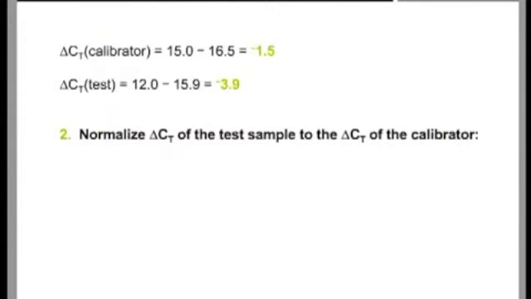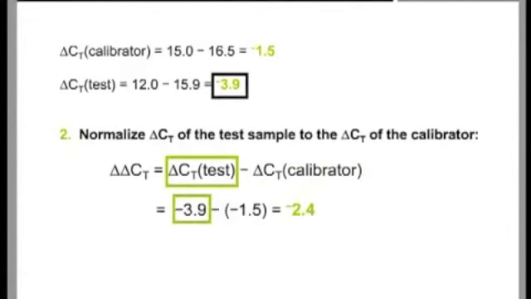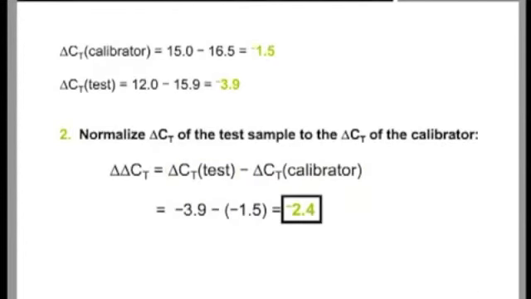Next, we normalize the delta CT of the test sample to the delta CT of the calibrator. In other words, we subtract the delta CT of the calibrator from the delta CT of the test sample. The value obtained represents the change in expression of the gene of interest between the test and calibrator conditions, normalized for any differences in loading between the reference and test samples.